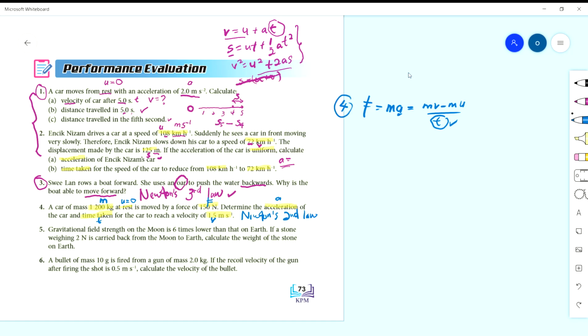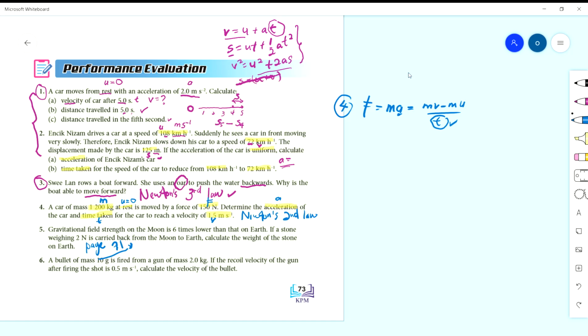Question number 5. Okay, question number 5. I skip this part, 2.8, because it's very easy, 1.5 page only. So question number 5 is about weight. Weight is the measure of the gravitational force. Okay, so this one you please refer to your textbook, page 71. Okay, the answer is there. Very simple.